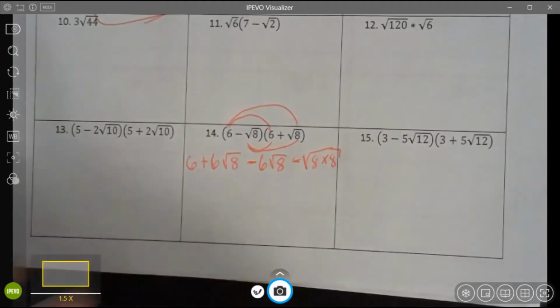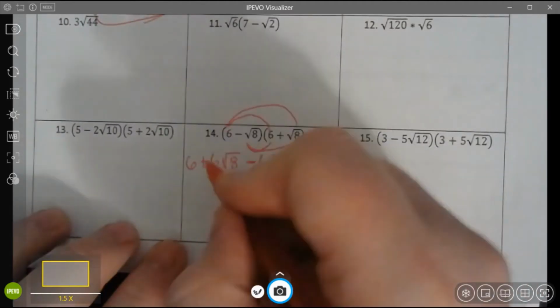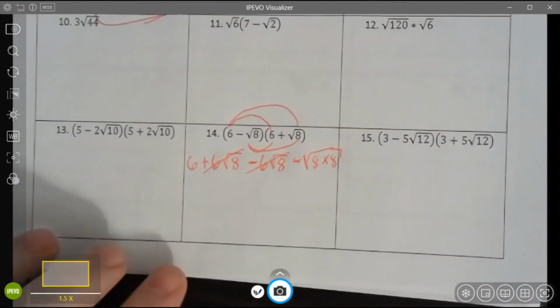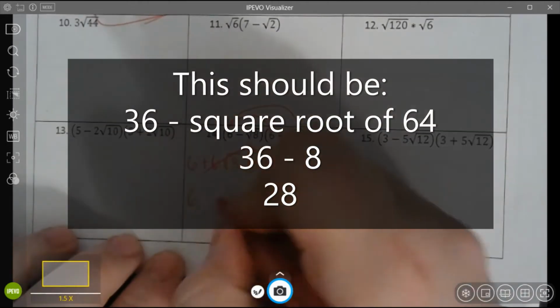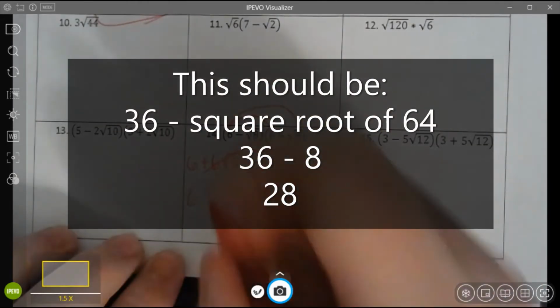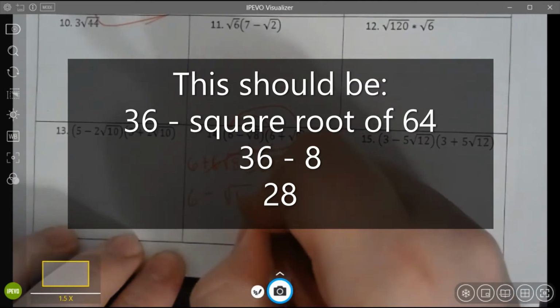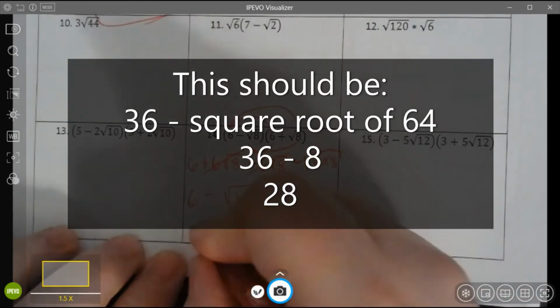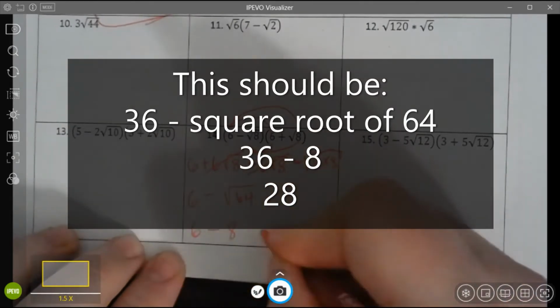So something nice happens here. These two terms go away. So 6, this is now minus 8 times 8 is 64. The square root of 64 is 8. So 6 minus 8, which is negative 2.